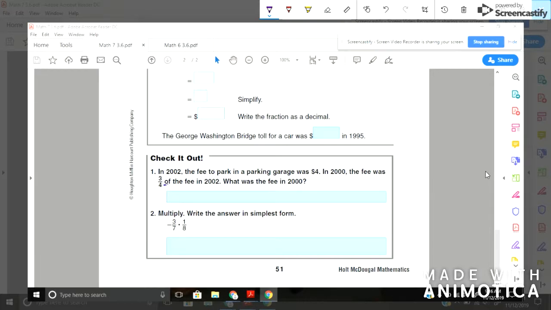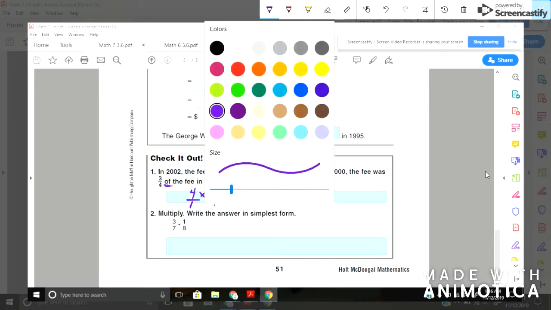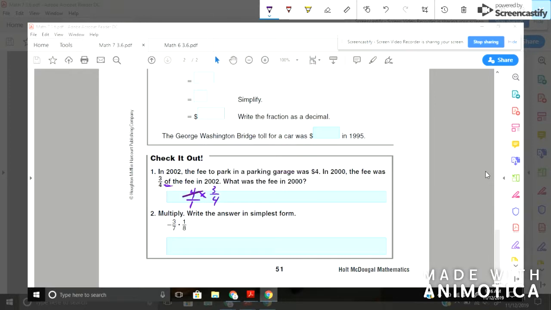Again, here we see this "of." Of means to multiply. So I have 4 times 3/4. I'm going to write 4 as a fraction. And I'm going to simplify first. Okay, 4 and 4, divide each by 4 would be 1 and 1. And then multiply numerators. So 1 times 3 is 3. And 1 times 1 is 1. 3 over 1 is 3. And if I'm talking about money, I'll write it in decimal form. So $3 and no cents.